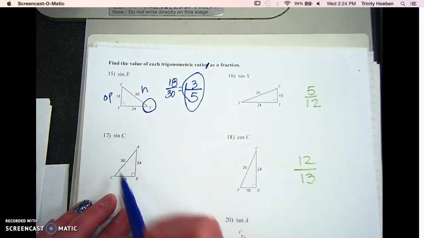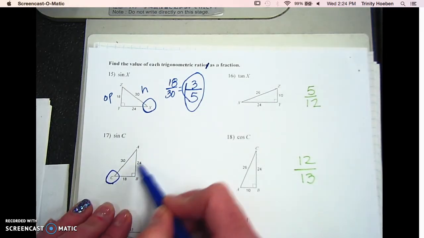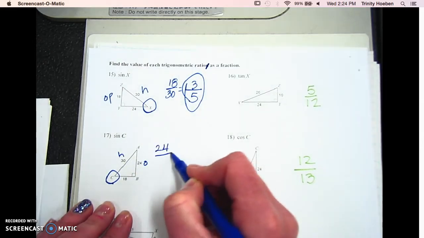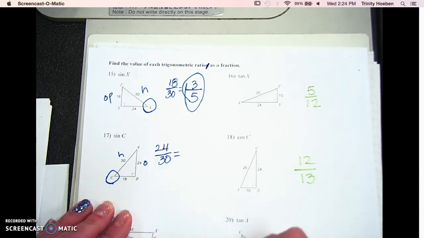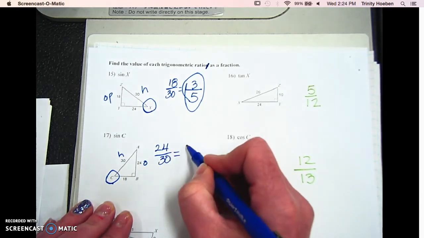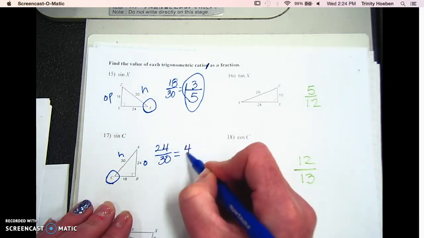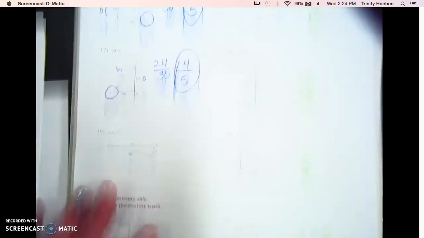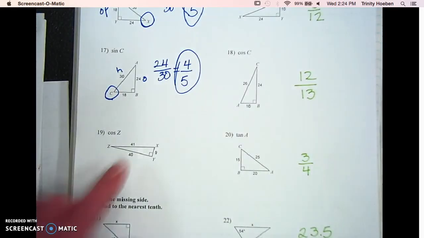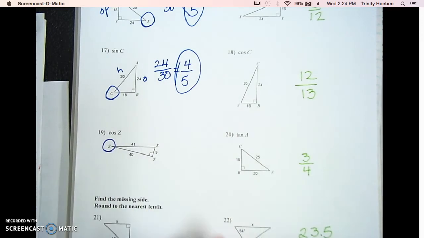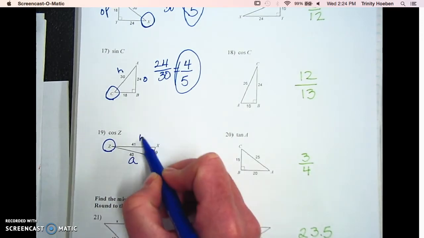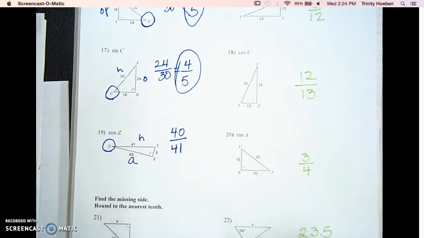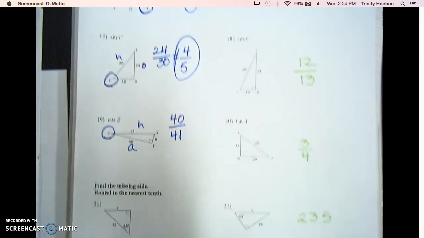The sine of angle C for 17, circle angle C. Here's the opposite. Here's the hypotenuse. So you've got 24 over 30. These are also both divisible by 6. So 24 divided by 6 is 4. 30 divided by 6 is 5. And number 19, we have the cosine of angle Z, so circle angle Z. Cosine is adjacent over hypotenuse. So the ratio is 40 to 41, which is not reducible.